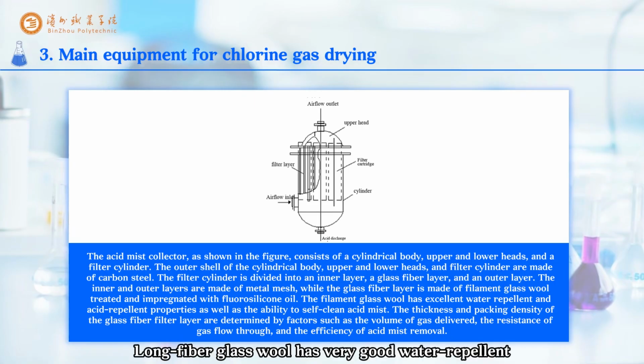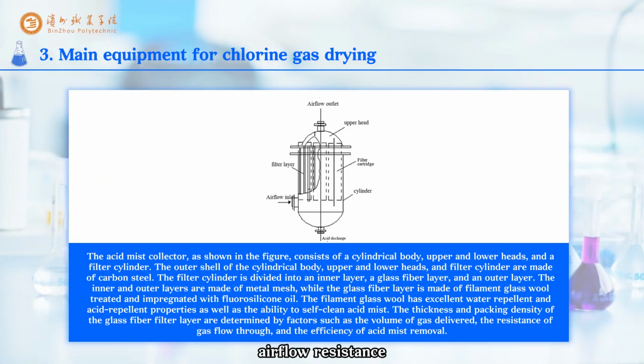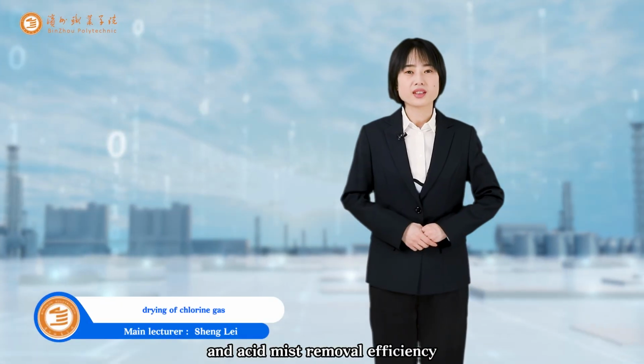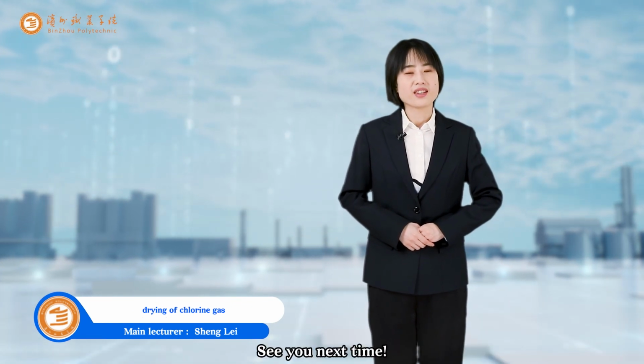Long fiber glass wool has very good water repellent and acid repellent properties, and self-cleaning acid mist properties. The thickness and filling density of the glass fiber filter layer are determined by factors such as gas transmission volume, airflow resistance, and acid mist removal efficiency. In this lesson, we learned about chlorine drying and related drying equipment. See you next time.